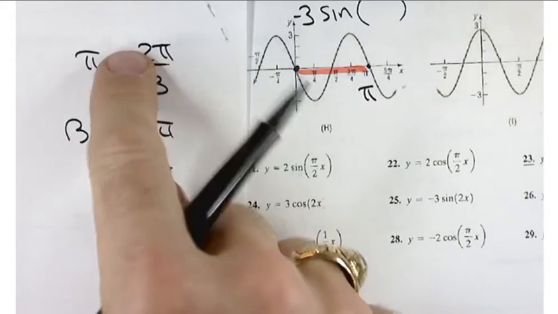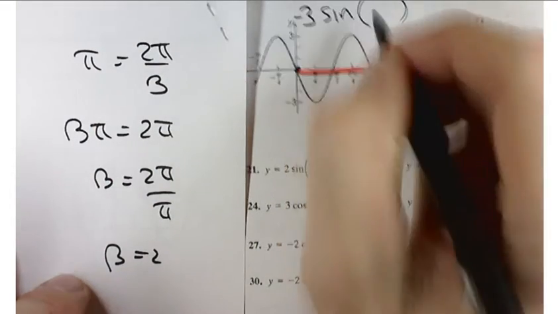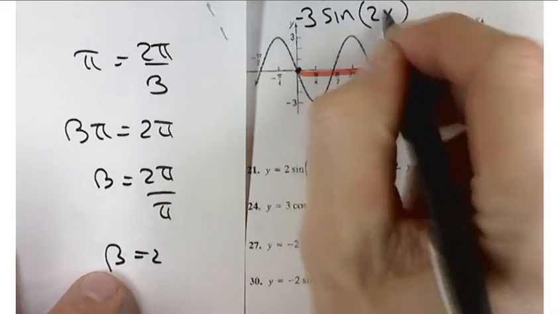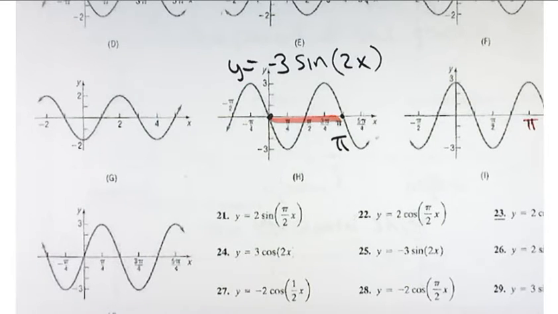Now, if you can solve this faster, that's great. What you need to come up with is that b is 2. So that overall, we've got y equals negative 3 sine of 2x. And that's your graph. What's one way you could check it if you're like, I'm just not really sure about that? How could you check it?